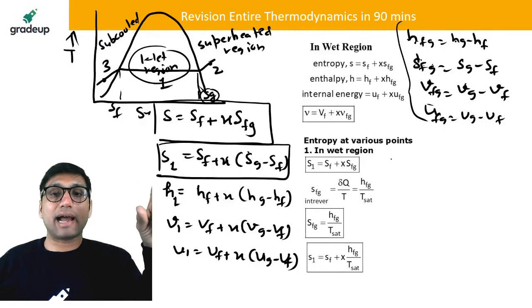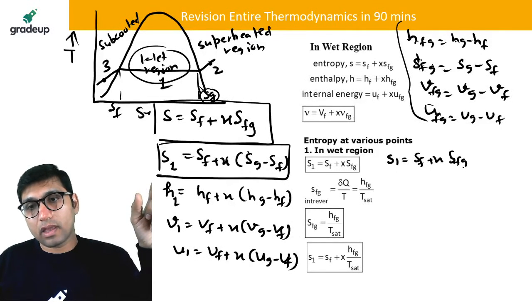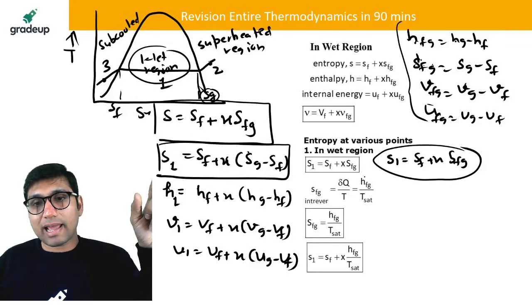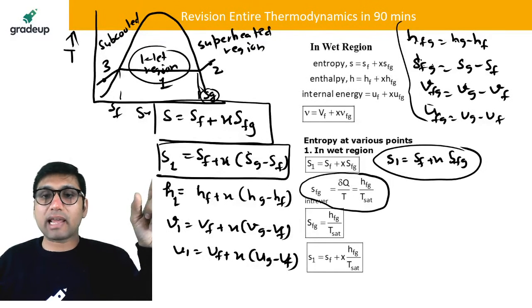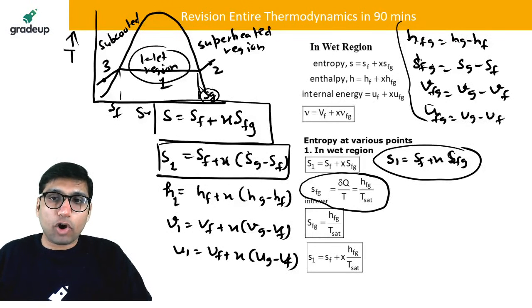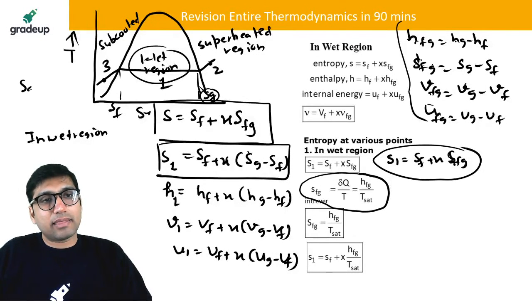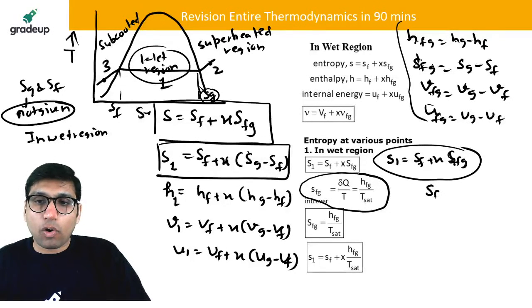One more important result is that the entropy is equal to Sf plus X times Sfg. Now this Sfg can also be written as Hfg by T saturation. Sometimes in your exam, you have to find the entropy in the wet region, but they will not give you the value of Sg and Sf. In the wet region, sometimes Sg and Sf are not given. Then how can you find the entropy in the wet region? Sfg can also be written as Hfg by T saturation.